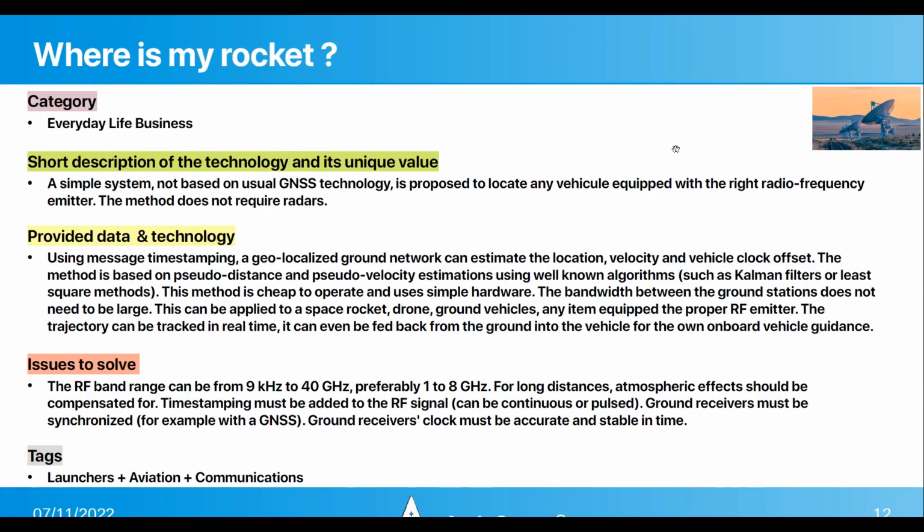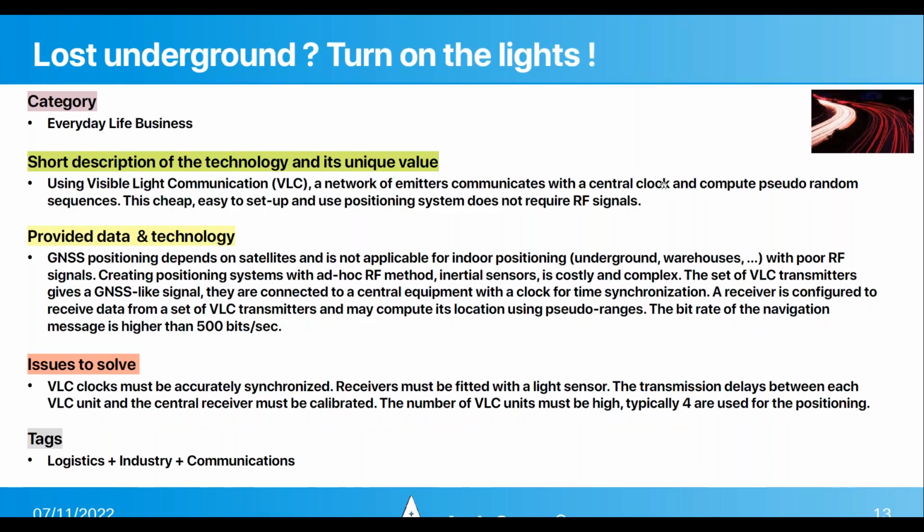Now we turn on to the next challenge, and it is called Lost Underground, Turn on the Lights. This challenge is based on the VLC technology. VLC stands for Visible Light Communication. The idea here is to use a network of emitters that can communicate with a central clock using VLC transmitters. And those transmitters, they provide a GNSS-like signal. This technology shares many commonalities with GNSS positioning.